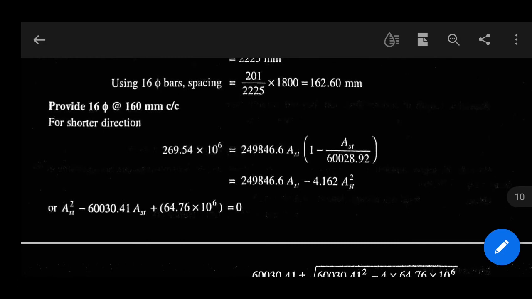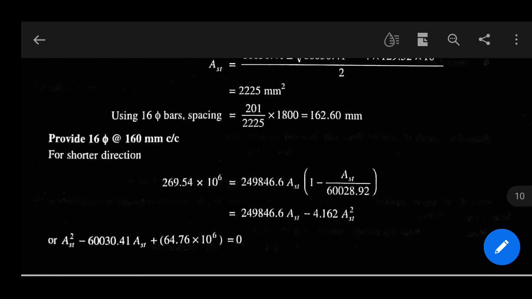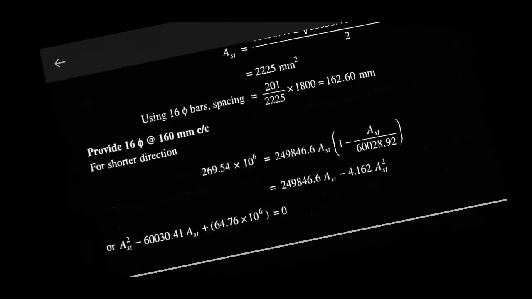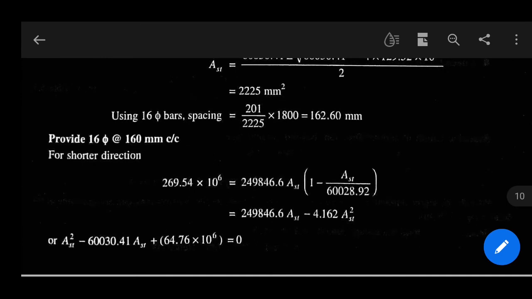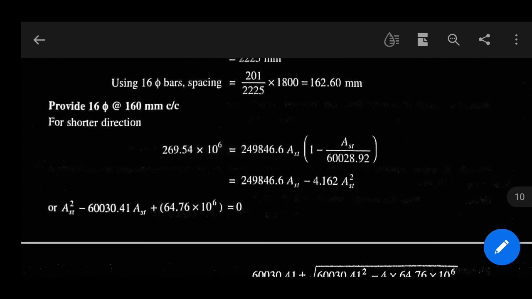Now for shorter direction, 269.54 into 10 to the power 6 is equal to 249,846.6 Ast within bracket 1 minus Ast by 60028.92 bracket close, is equal to 249,846.6 Ast minus 4.162 Ast square, or Ast square minus 60030.41 Ast plus 64.76 into 10 to the power 6 bracket close equals to 0.